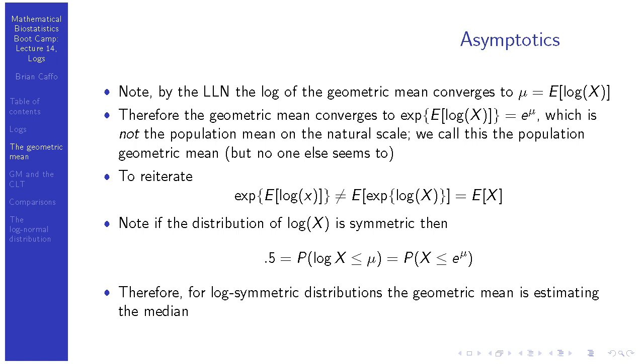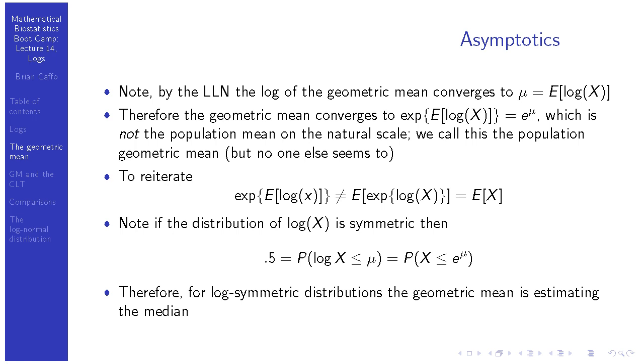And so provided the expected value of log x exists, then that average has to converge just by the law of large numbers to what I'm defining here as mu equal to the expected value of log x. So remember, the log of the geometric mean is itself just an arithmetic mean. We have the law of large numbers, which tells us what the arithmetic mean converges to. It converges to the population mean.